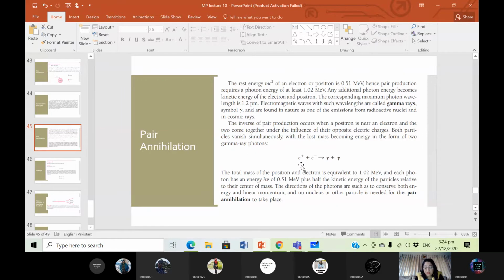Again, we have the inverse of pair production, which is pair annihilation. We have an electron and a positron. They get annihilated, meaning they come together. Their mass vanishes, and that mass gets converted to energy in the form of two gamma ray photons.